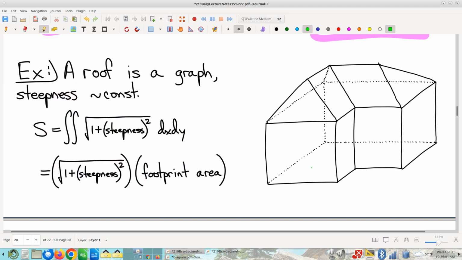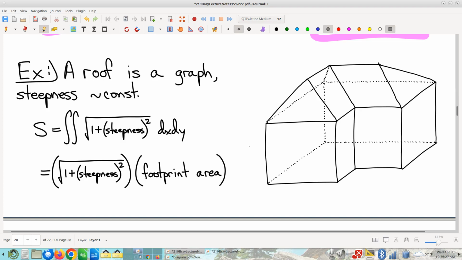And by the way, how do you know what that steepness is? Well, that steepness is something you can literally go up and measure in the attic, right? You can just basically look at a little triangle like that, drop a string with a mass on the end of it to get a vertical, right? Measure the horizontal. No big deal. Easy to do. And computation done.